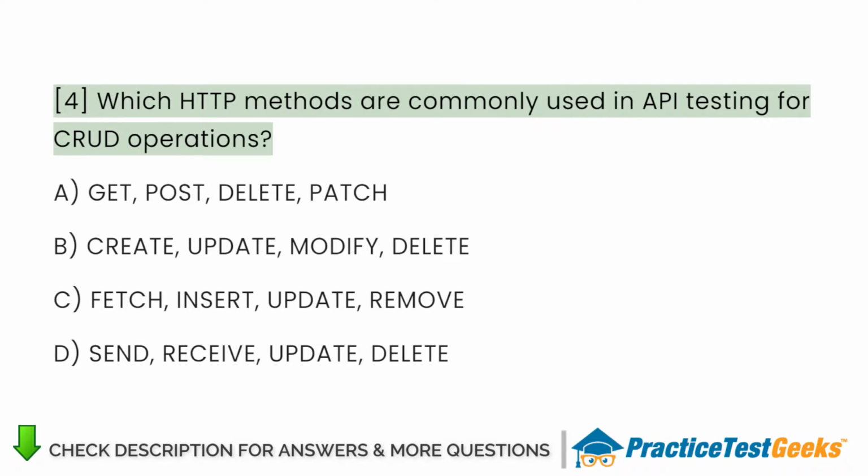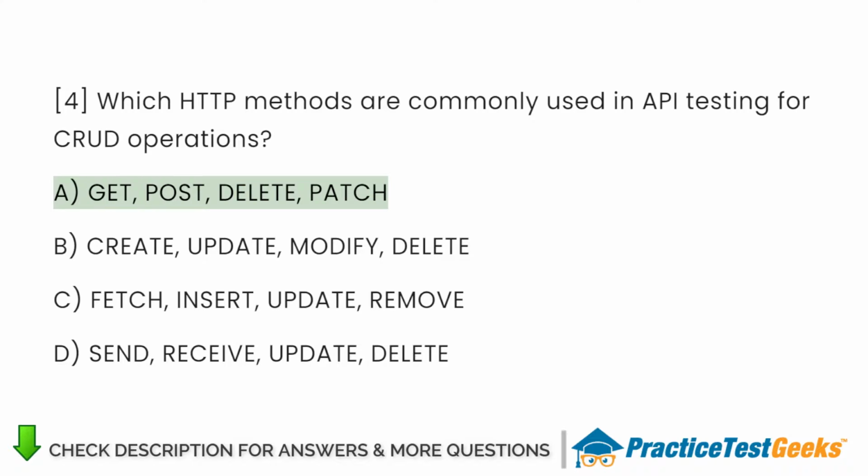Which HTTP methods are commonly used in API testing for CRUD operations? A. Get, post, delete, patch. B. Create, update, modify, delete. C. Fetch, insert, update, remove. D. Send, receive, update, delete.